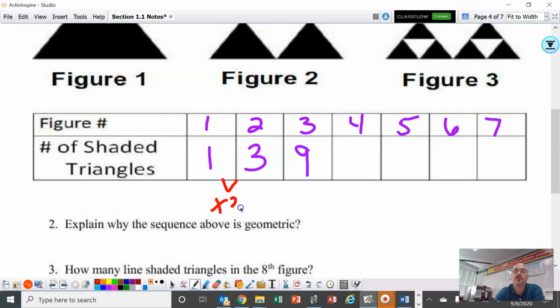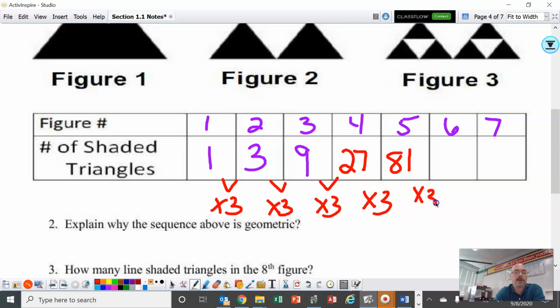So 1 times 3 is 3. 3 times 3 is 9. Okay, yep. So there we go. Now we're multiplying by 3. And multiply by 3 again. And multiply by 3 again. Okay, and so on.